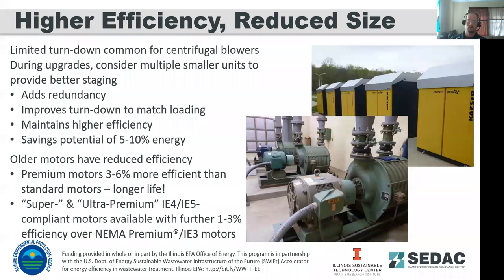Another thing, older motors are reduced efficiency compared to modern systems. I know the standard right now is NEMA premium efficiency. Typically those are 3 to 6% more efficient than standard old high efficiency or standard efficiency motors. They have a much longer service life because they're made with better materials. There are upgraded motors now called super and ultra premium that meet IE4 and IE5 standards from the International Electrotechnical Commission. And those offer an even further improvement of 1 to 3% on the efficiency of those motors over NEMA premium.